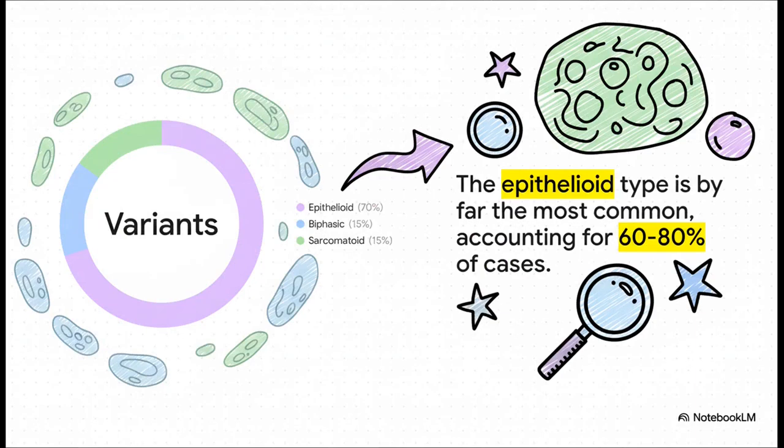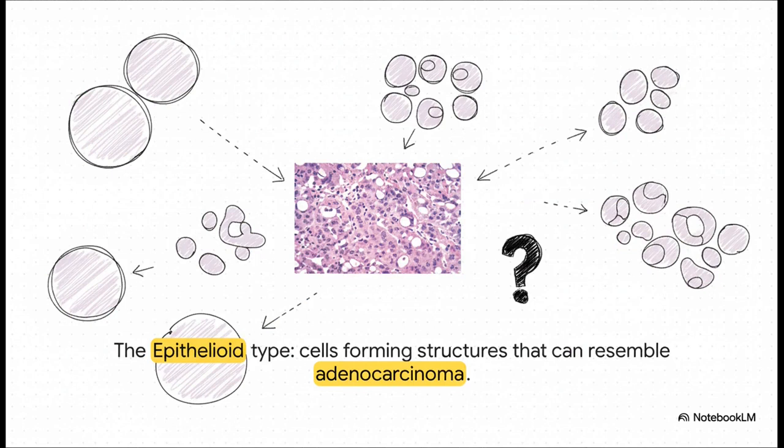This special dual nature of the cell leads directly to three main macroscopic types. And as you can see from the chart, the vast majority, we're talking 60 to 80% of cases, are what we call the epithelioid type, where the tumor cells are mimicking the epithelium. And this is what that epithelioid type looks like under the microscope. See how the cells are forming these tube-like or papillary structures?